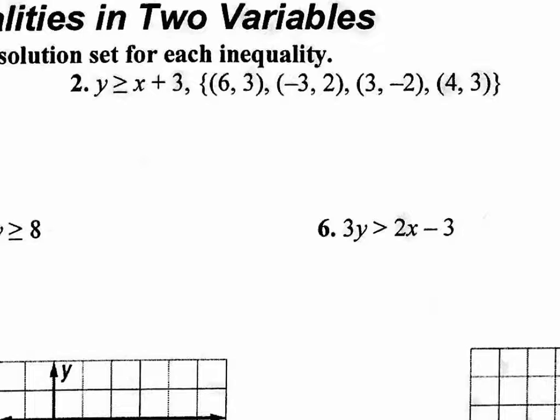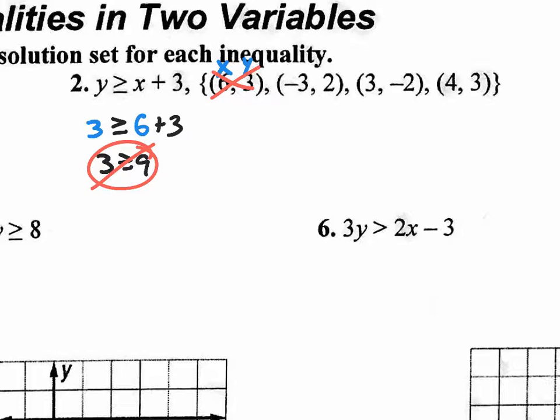inequality. So you have to remember, the x value is 6, the y value is 3. So if you plug in the 3 for y, it's going to say 3 is greater than or equal to 6 for x, and then plus 3. So if you do the math, it'll say 3 is greater than or equal to 9, and that obviously is false. So this is not a solution to that inequality.